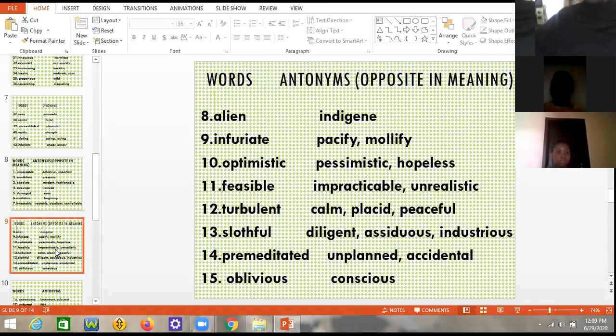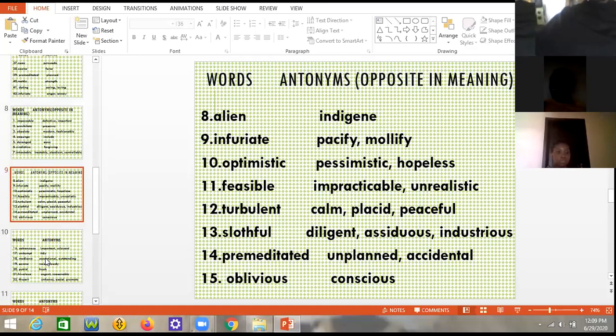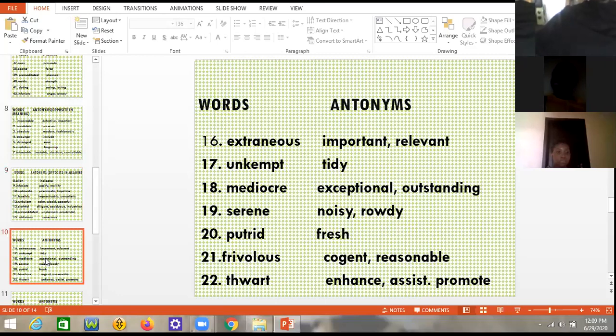Oblivious, opposite of oblivious is conscious. So if you are oblivious to your environment, you are not conscious, you are unconscious, whether you're absent-minded or actually unconscious. Oblivious, opposite is conscious. Extraneous, when we are dealing with summary, we say extraneous material. Opposite of extraneous: important, relevant. So if something is extraneous, that thing is irrelevant.